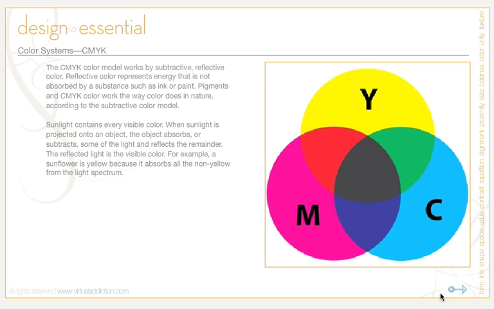This particular color model works by the subtractive or reflective color. Reflective color represents energy that is not absorbed by a substance such as ink or paint. Pigments and CMYK color work the way color does in nature, according to the subtractive color model. Sunlight contains every visible color, and when sunlight is projected onto an object, the object absorbs or subtracts some of the light and reflects the remainder. The reflected light is the visible color. So if I'm looking at a sunflower, the sunflower is yellow because it absorbs all of the non-yellow light from the light spectrum and it reflects the yellow back to me.